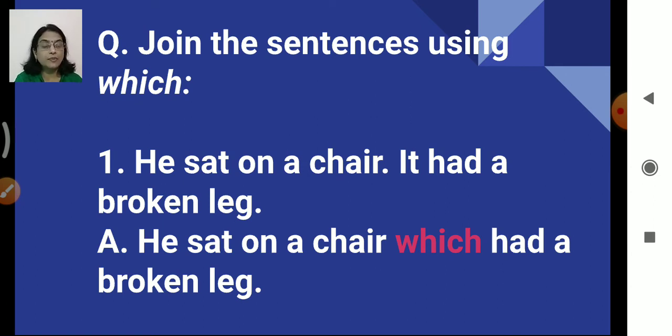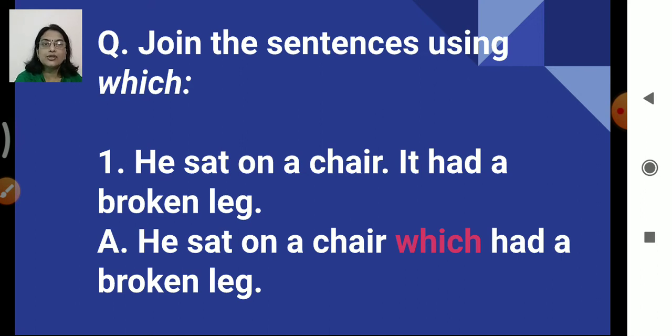Now in the previous exercise we joined the sentences by using that. I'm going to use which to join the sentences. Let's see how. He sat on a chair. It had a broken leg. It means what? Chair, right? So what is our work now? We have to join it by using which, right? Now, he sat on a chair which had a broken leg. Now, the word which tells us about the chair. It gives us more information here. He sat on a chair which had a broken leg.